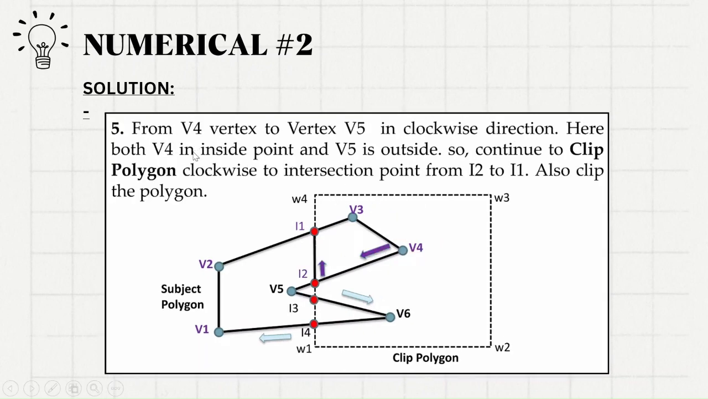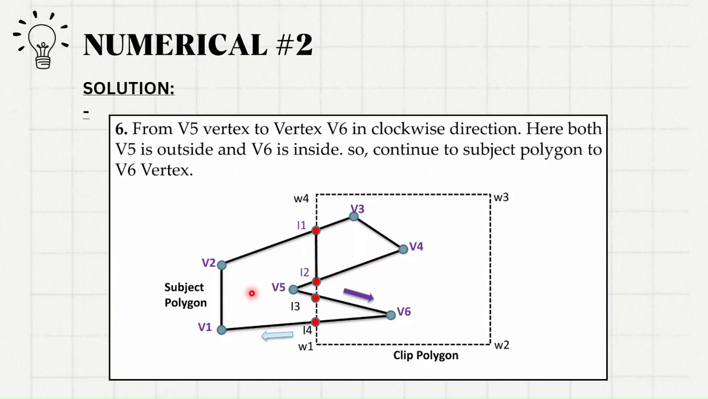So let's see the next step. From vertex V4 to vertex V5 in clockwise direction. Here, V4 is inside and V5 is outside. So we continue along the clip polygon clockwise to the intersection point, from I2 to I1. We also clip the polygon, a little tricky. Now, V4 to V5, we are going from inside to outside. As I stated in the very first slide, an inside to outside pair of vertices will follow the window boundary, I2 to I1. So we don't go from V4 to V5, we go from V4, I2, and I1. Okay, that's what is mentioned here.